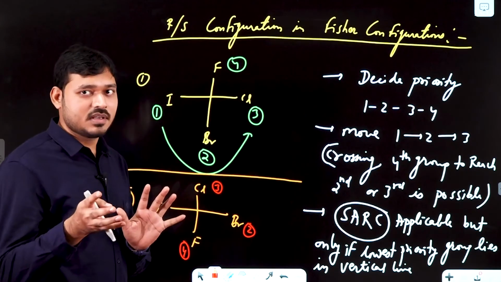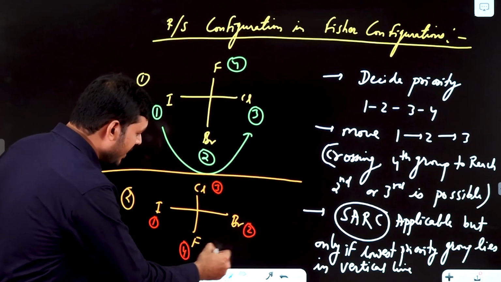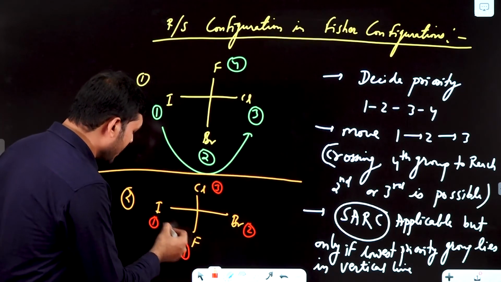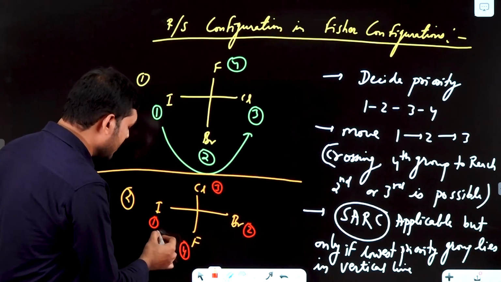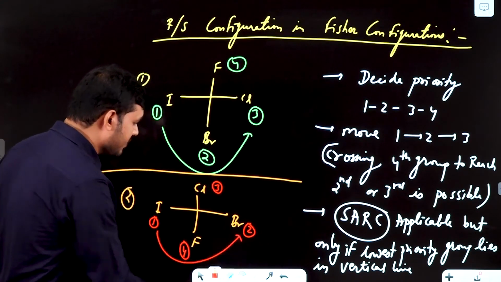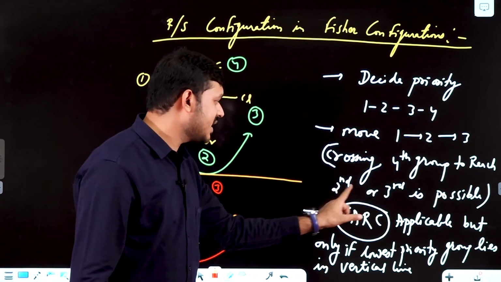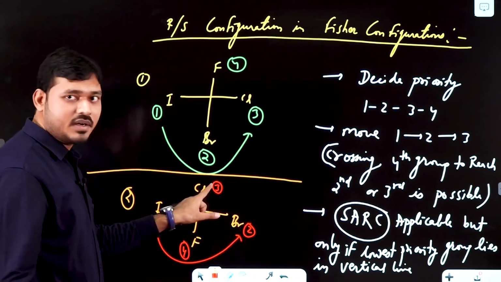Now why this happens? Suppose if I cross 3 to reach second, then I have to move entire portion to reach the third portion. But if I cross fourth one, I can reach here second, then immediately third. So this is the best possible case to move in this way. Means crossing fourth is possible. Crossing fourth group to reach second or third is possible. Now crossing fourth to reach second and then third, that is simple case.